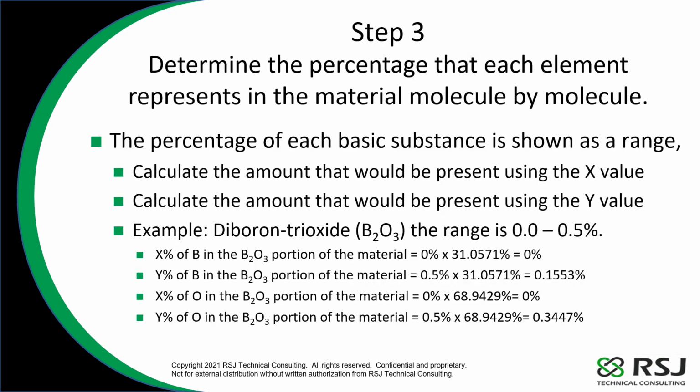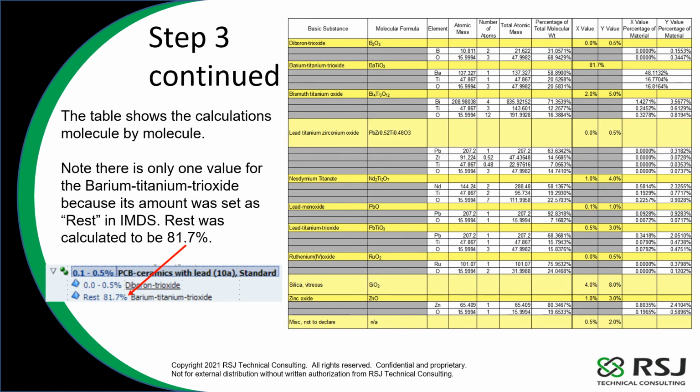Next, you're going to determine the percentage that each element represents in the total material, molecule by molecule. So you're going to figure out the percentage by its range. If there's an X to Y range, you're going to have to figure out an X to Y percentage for each element in each molecule. And again, do those calculations on a spreadsheet.